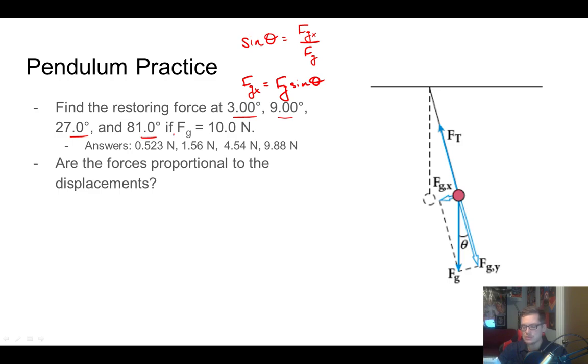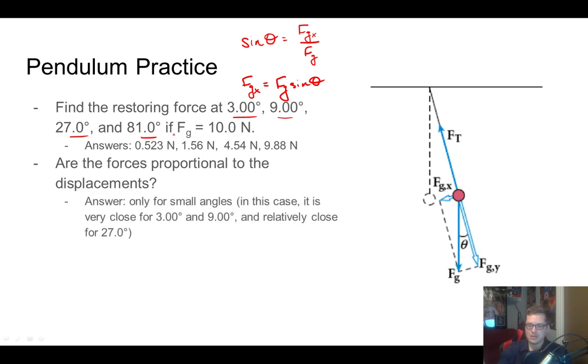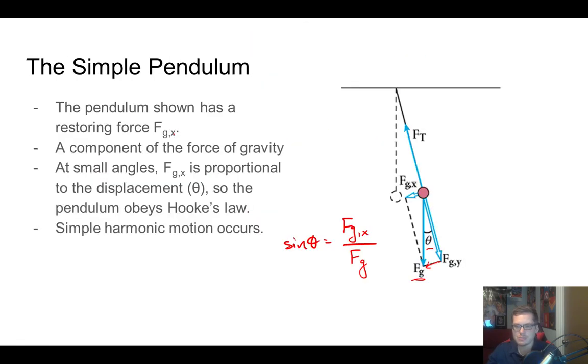What about the next one? So 27 to 81, that's another 3. Well, we don't even need to do that. If we take 9.88 divided by 4.54, you know you're going to get something around the lower end of 2, right? So everything's proportional up until the 81 degrees, which is exactly what we discussed earlier when we talked about simple harmonic motion here.